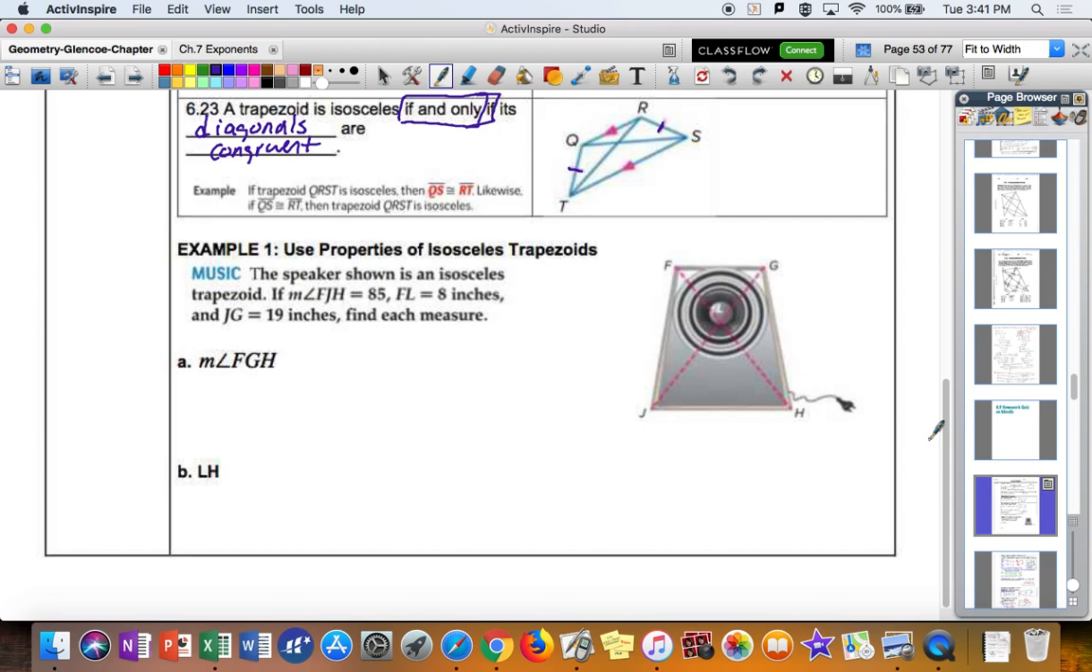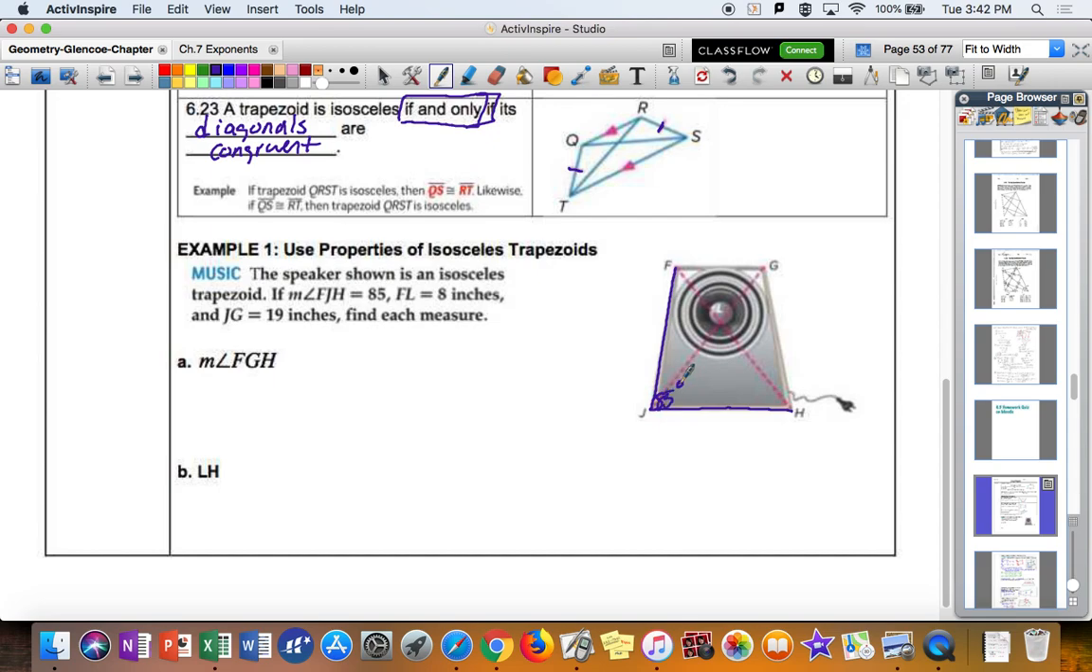So starting off with example 1. It says the speaker shown is an isosceles trapezoid if the measure of angle FJH is 85 degrees and the distance from F to L is 8 inches and J to G is 19 inches. Find each measure. So let's write that information in. So F to J to H, we're talking about this angle right here. So FJH, so that is 85 degrees.